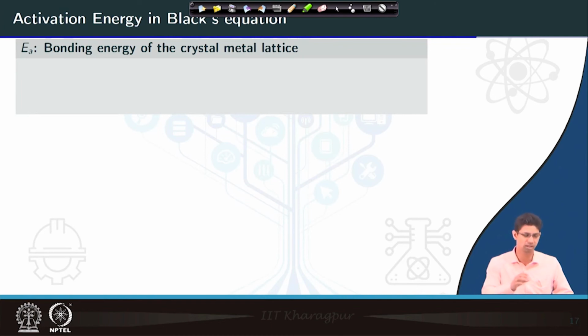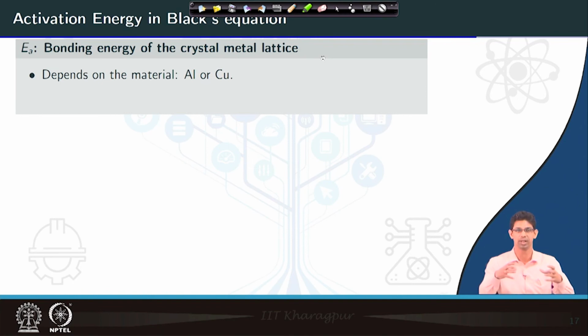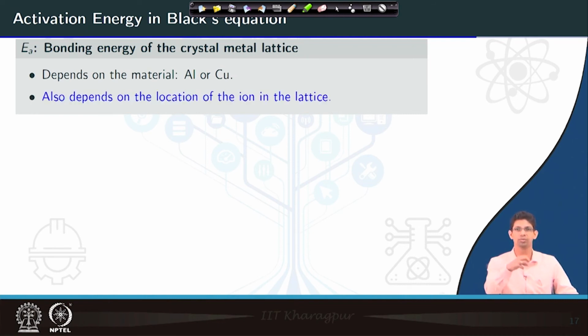Now let us discuss the term of activation energy in Black's equation. Activation energy is the bonding energy of the crystal metal lattice. What it means is that you have this metal lattice, and the bonding energy there is the energy that would be required to knock out the atom or ion from that lattice position. So this depends on the material, whether your material is aluminum or copper. It also depends on the location of the ion in the lattice.